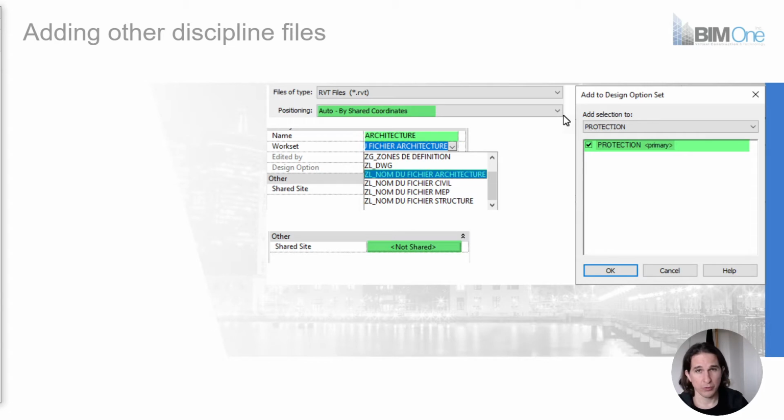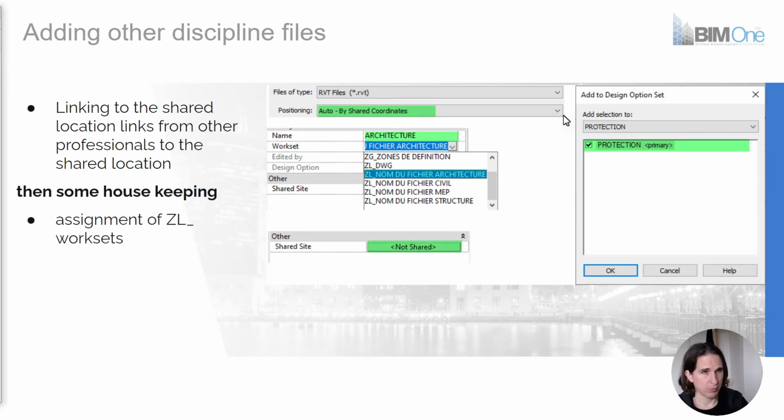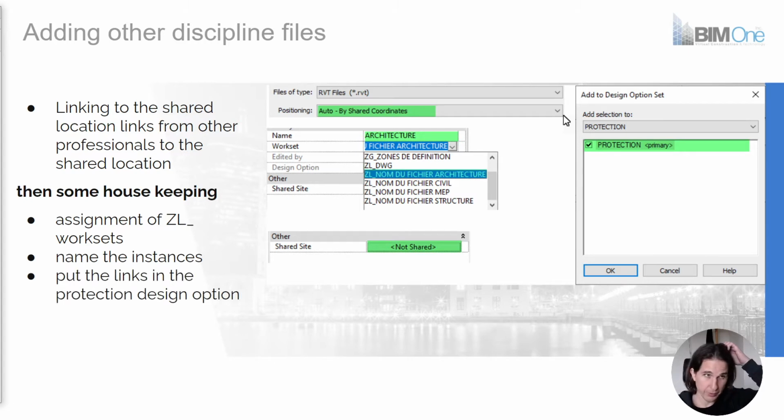And then you would want to add the other discipline because you're not working by yourself. So you link them after that, shared at the shared location. And then you do your housekeeping again. So assign the proper work set, name the instances, put the link in the design options, the protection design option, and then pin the links and turn off the site sharing.